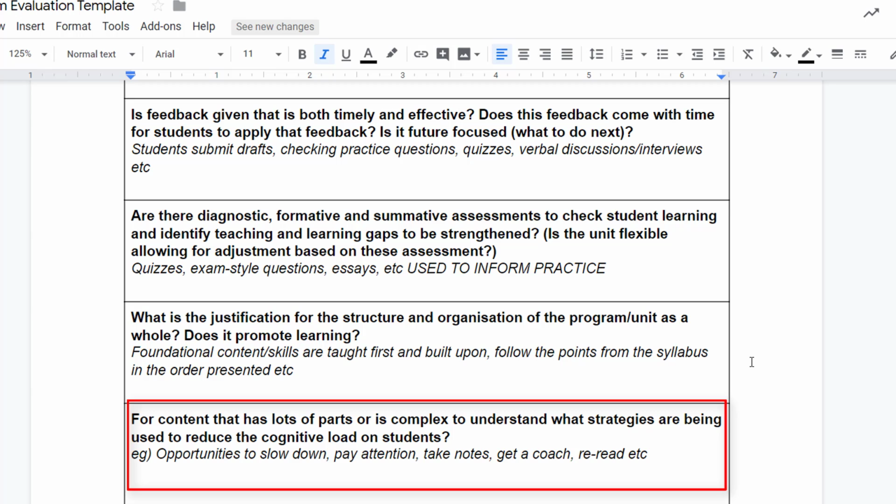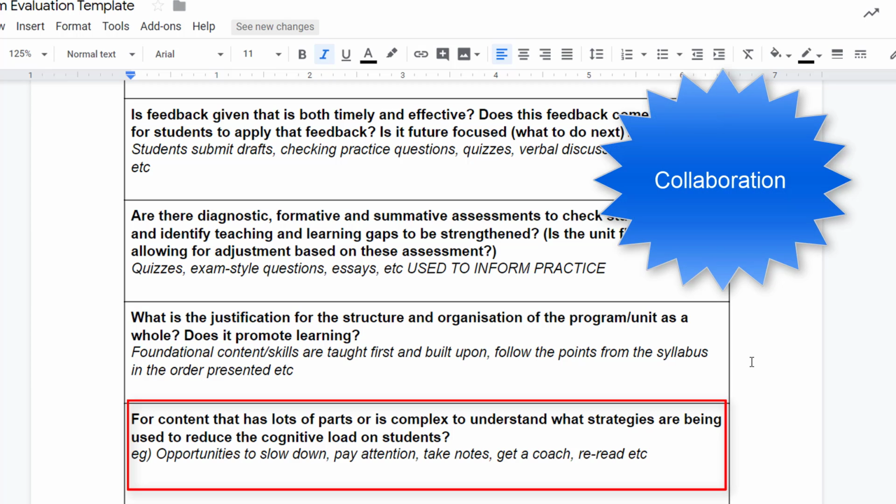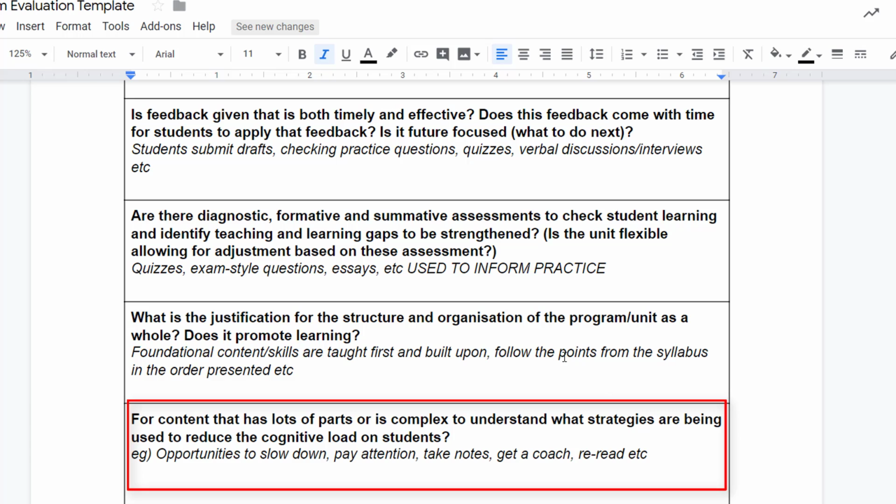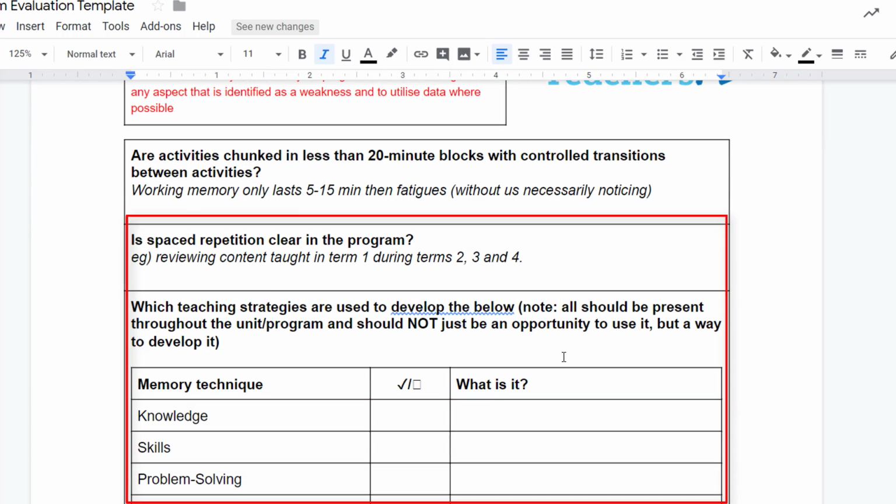And one of the great ways of reducing cognitive load is actually to have collaborative tasks built in, because that social connection and that social learning actually helps to reduce the cognitive load for the student. Continuing on to our next page, the next question asks, are activities chunked into less than 20-minute blocks with controlled transitions between activities? So here it's important that you understand that working memory only lasts between 5 and 15 minutes before it begins to really fatigue and struggle.